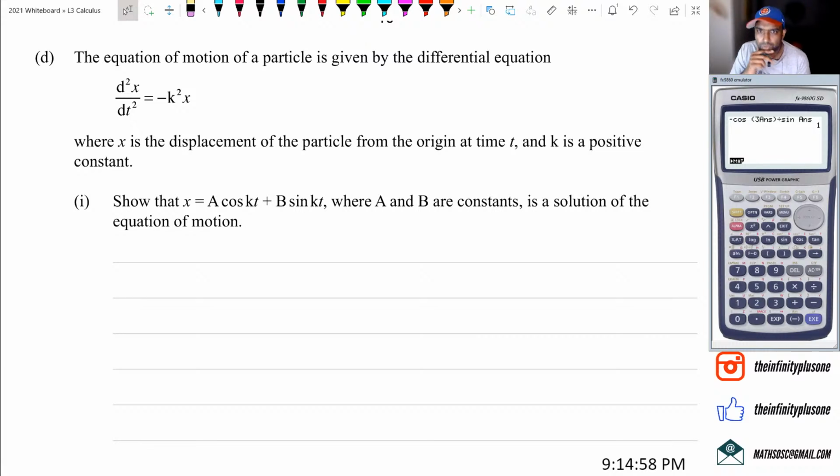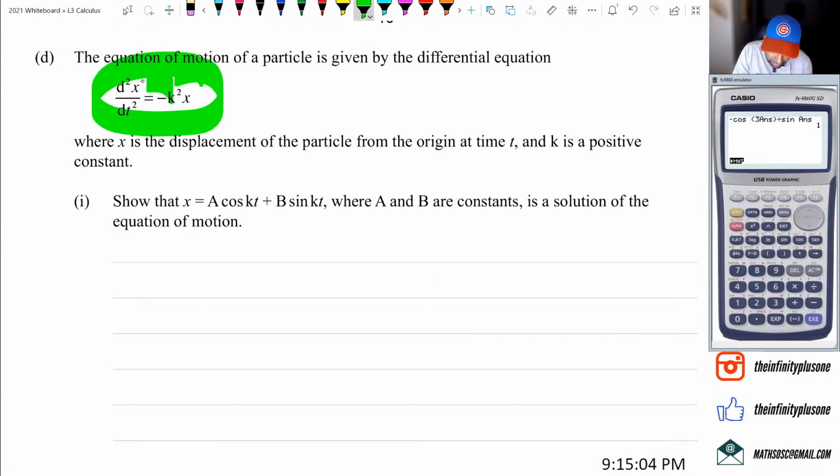Okay, so with this question, what they've done is they've actually given you this fact here, the equation, this differential equation. Now, this is really important that you read through the question here, because it says, show that x equals this is a solution of the equation of motion, because all they're asking is for you to differentiate this equation twice.